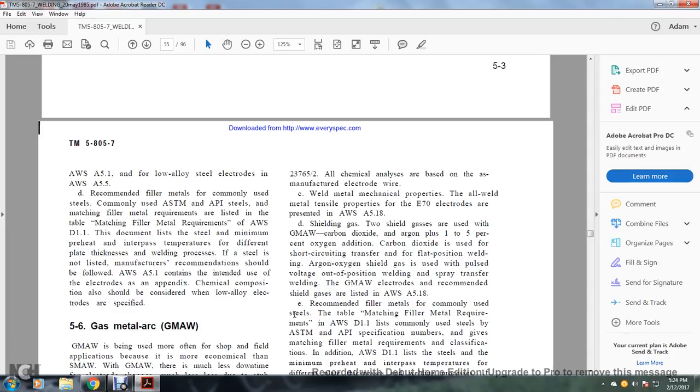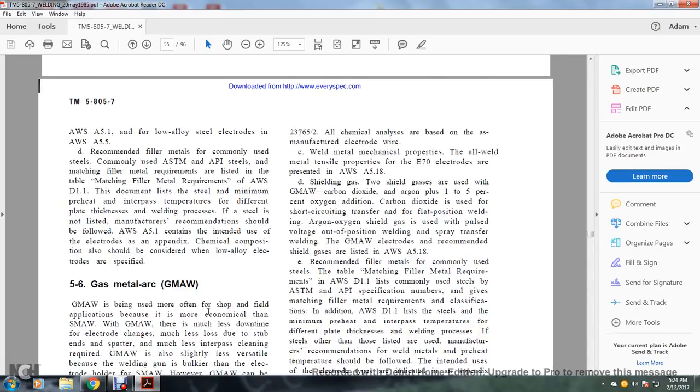Steel filler metal requirements are listed in the table. The filler metal requirements of American Welding Society D1.1 and other documents list the minimum preheat and interpass temperatures for the different plate thicknesses. The welding process for steel is not listed with the manufacturer's recommendation. It should be filed with American Welding Society A5.1, which contains the intent of the use of the electrodes as an appendix for chemical composition. The low hydrogen electrode should also be considered as specified.